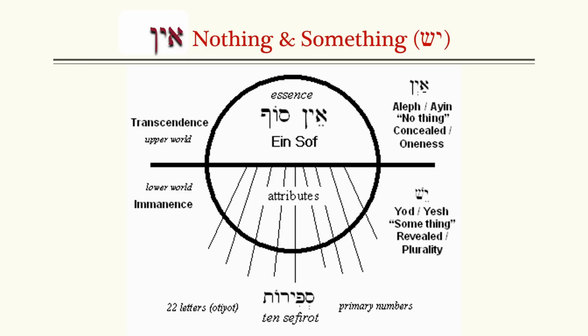This is the immanence. These are deity's attributes, which manifest as the 10 Sephiroth, the 22 letters, and this is what we call Yesh, something, that which is revealed. So whenever we're working with Kabbalah, we're always having this inherent duality of Ain and Yesh, of nothing and something, transcendence and immanence, the concealed and the manifest.